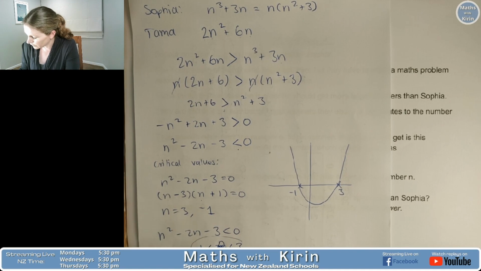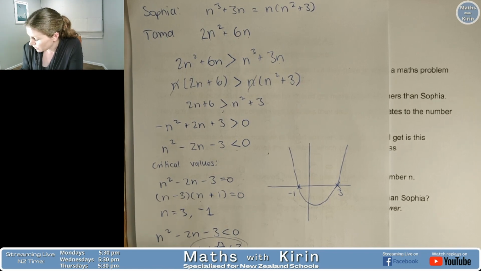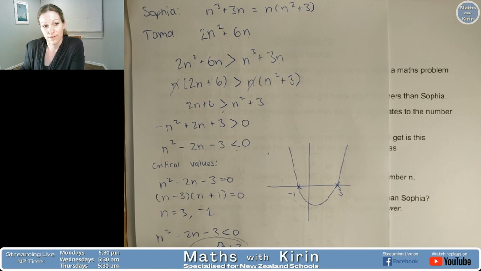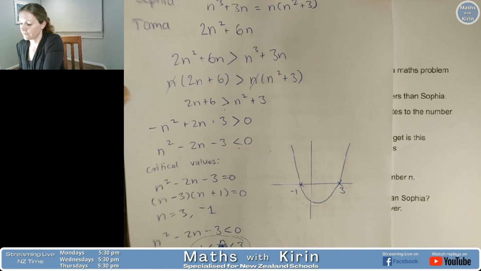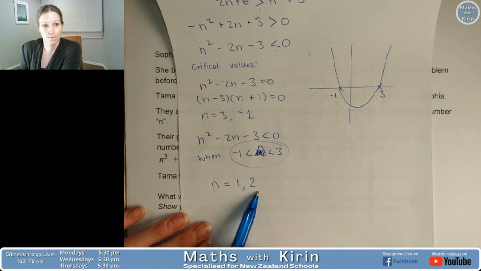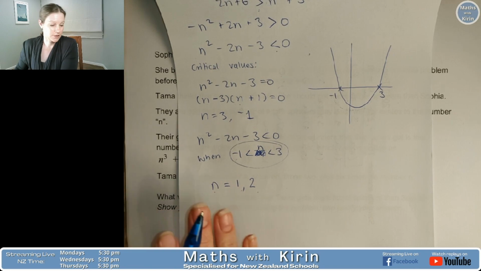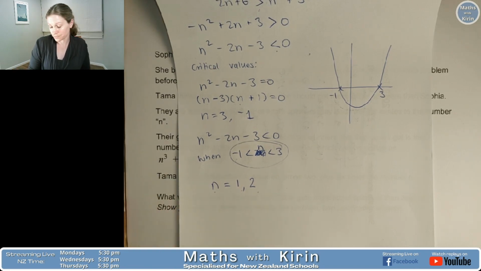So of these values, actually, for this particular context, n can't be negative 1, can't be 0. So it could be 1, could be 2, can't be 3, it has to be less than 3. So our only solutions are n equals 1 or 2. That's it, based on this particular context. So this is an excellent question.